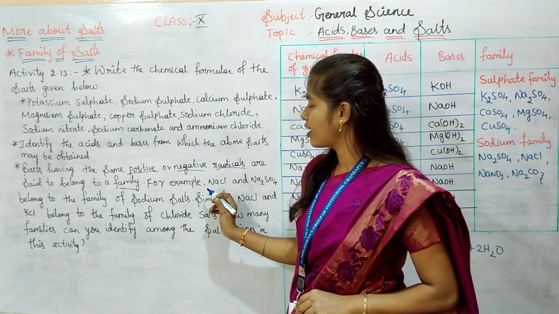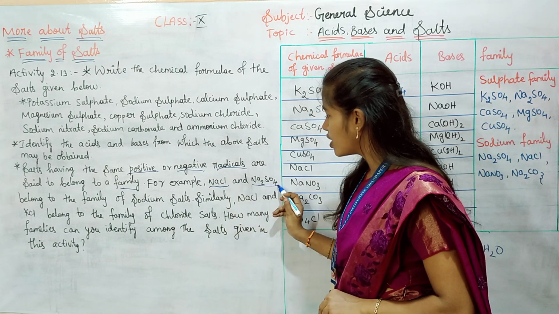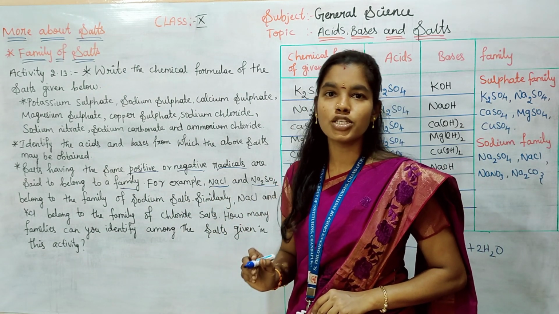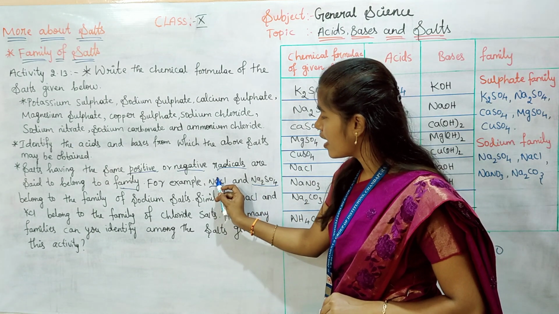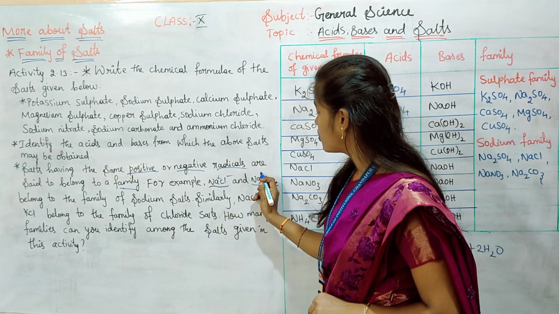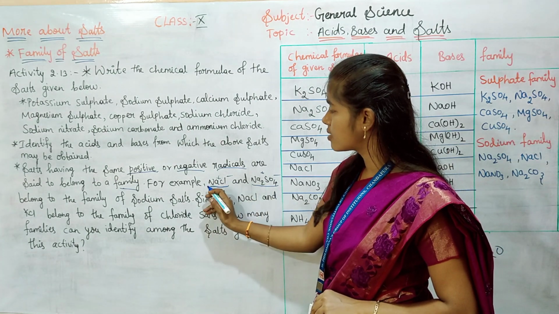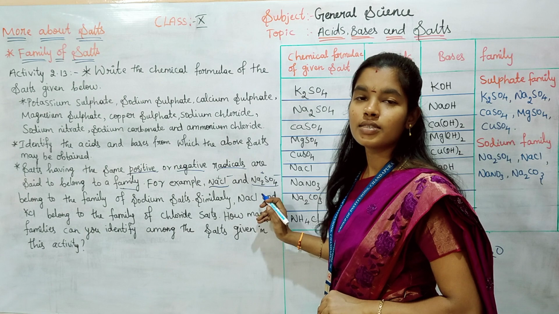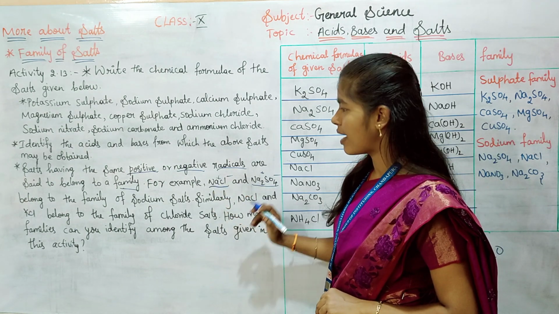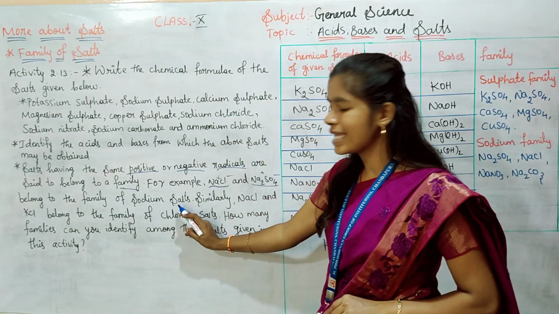For example, sodium chloride and sodium sulfate. You can see here Na+ and Cl-, Na2+ and SO4 minus. Here you can observe that the positive radicals are the same. So which family does it belong to? Sodium family. It belongs to the family of sodium salts.